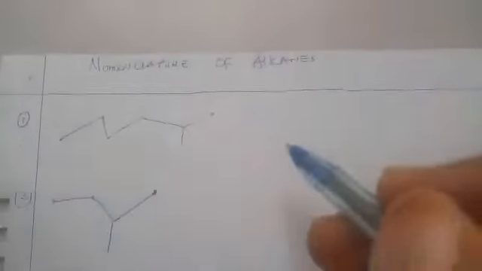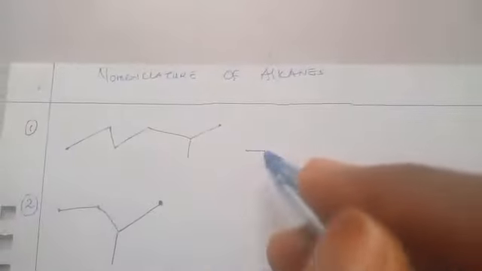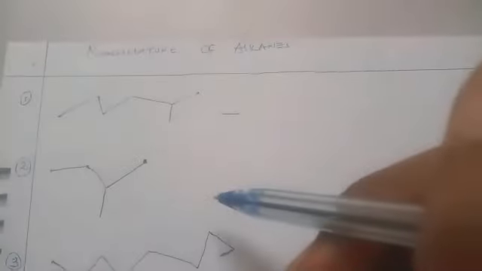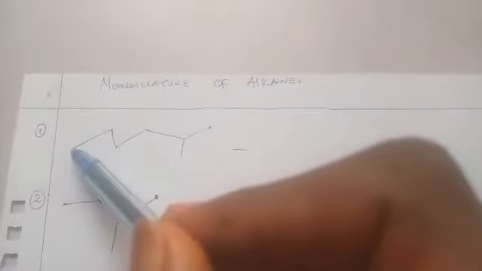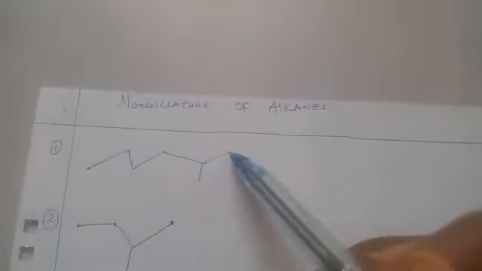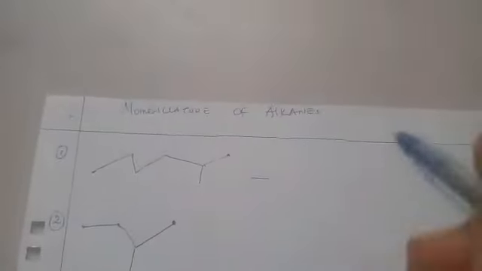The first one looks like this. If I write it out in full, don't get confused, the stick drawing doesn't mean a lot. Instead of writing long chains, it helps us economize space, so that's why we use the stick method. It means there is a carbon here, another carbon here, and so on. So we're going to write it out in full.